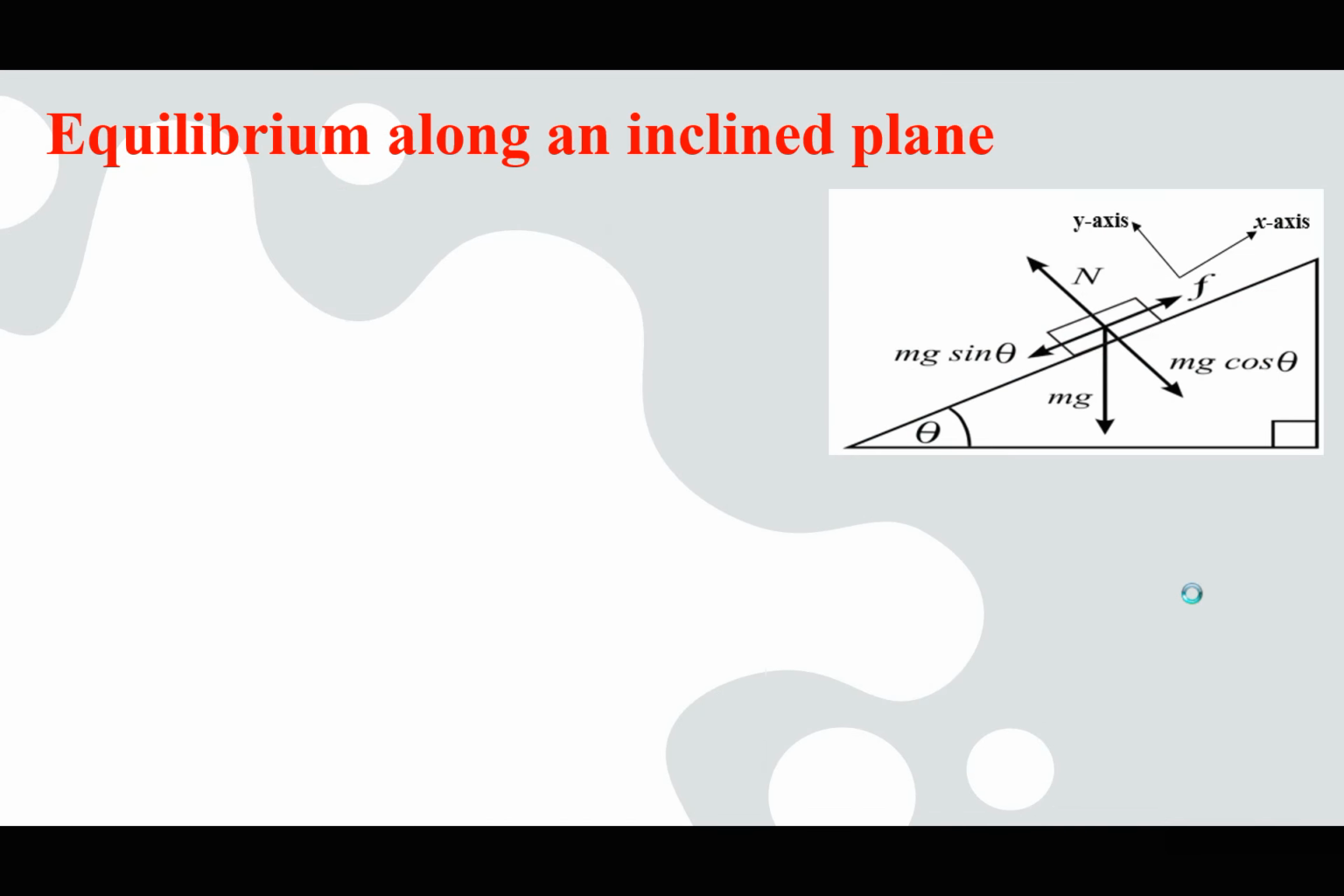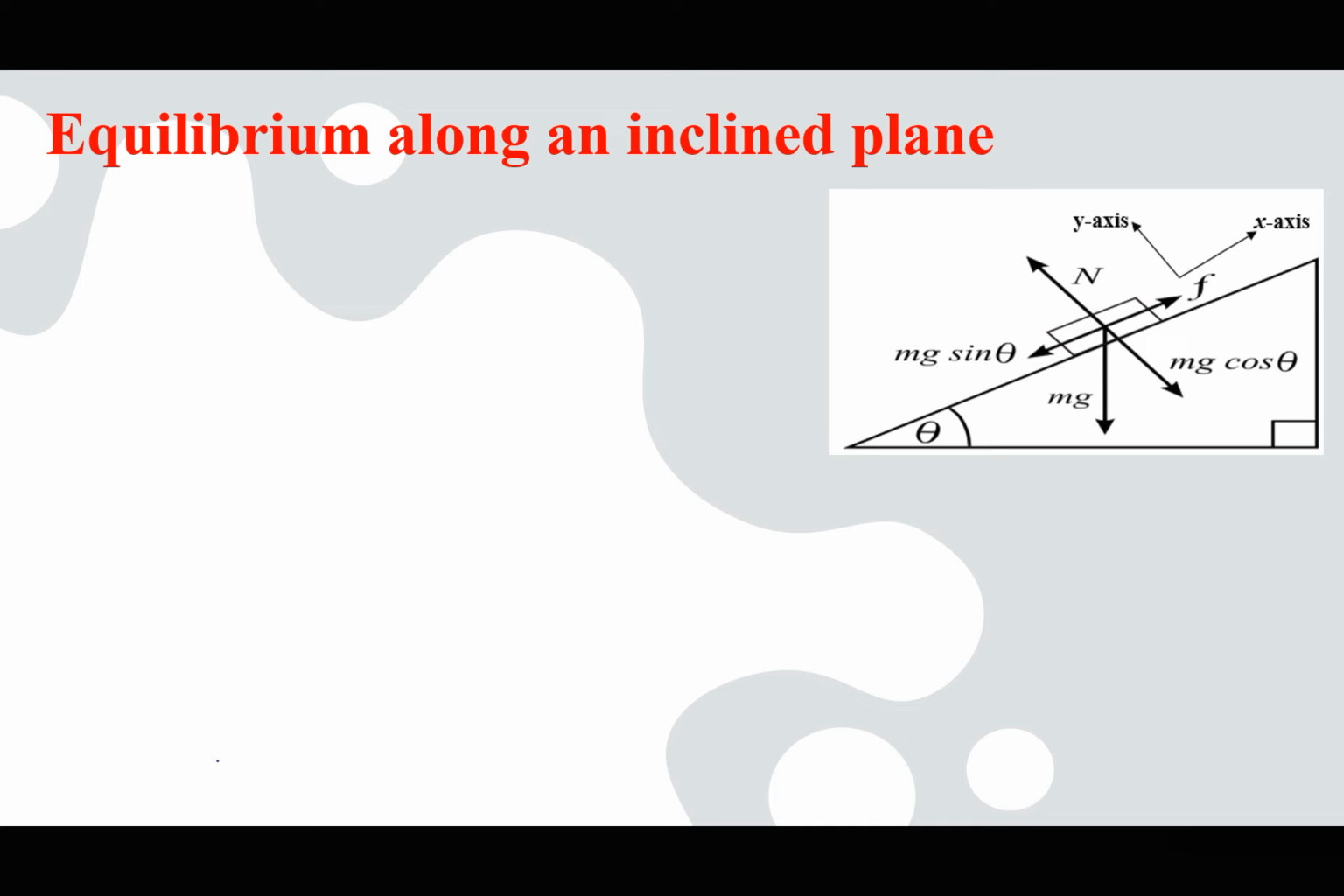So let's consider an object at equilibrium. In one example in lesson 2, we talked about objects on an inclined plane, and we explored the forces which act on the object. So in equilibrium, we shall just concentrate on the object being at equilibrium.